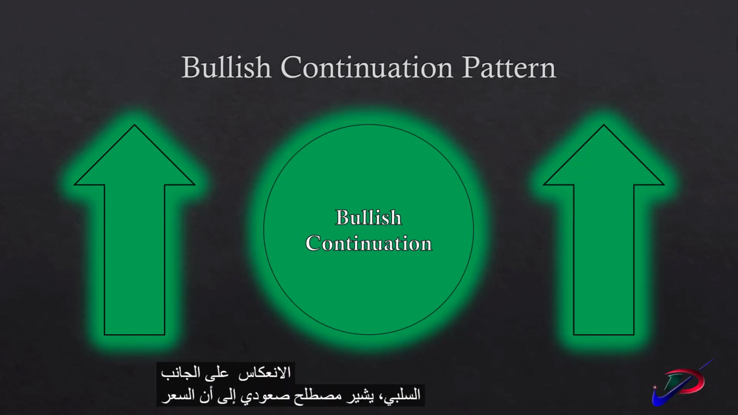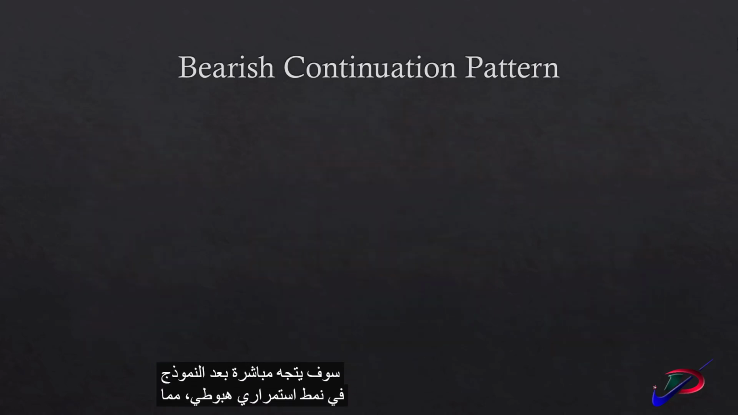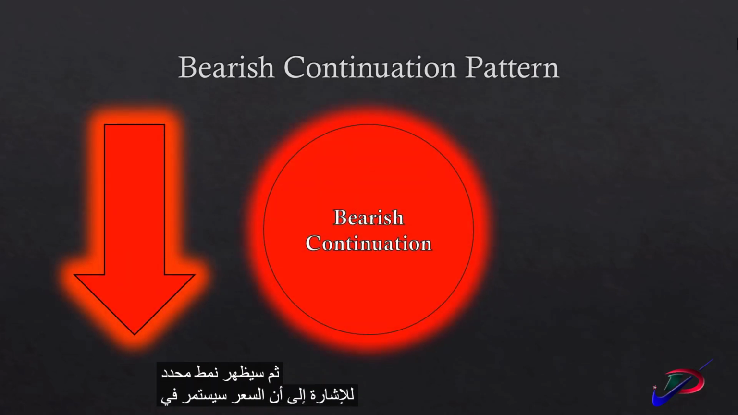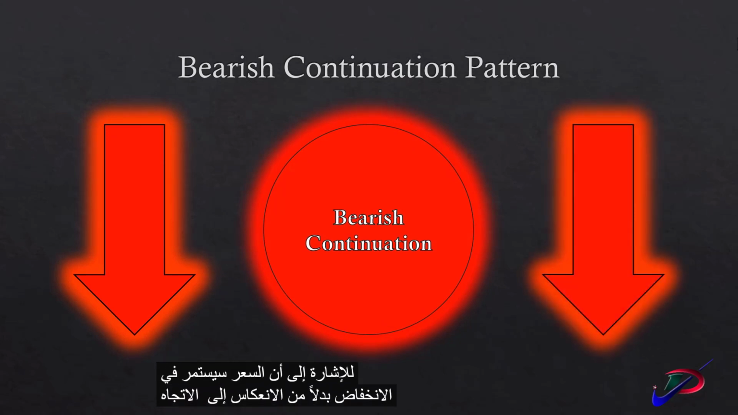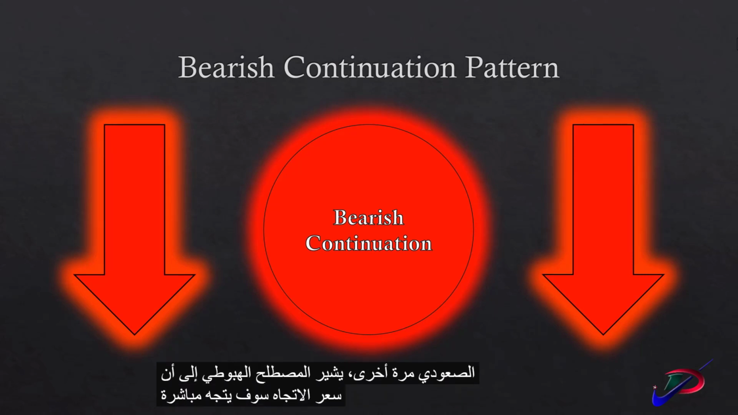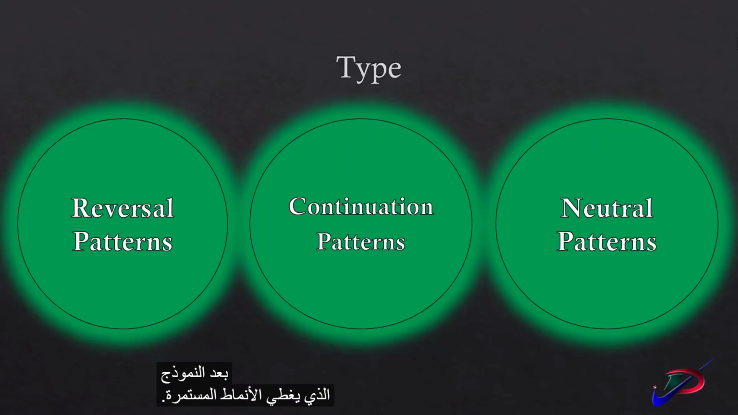The term bullish indicates the direction price will go immediately after the pattern. In a bearish continuation pattern, it means that price will be going down, and then a specific pattern will appear to signal that price will continue to go down instead of reversing to the upside. Once again, the term bearish indicates the direction price will go immediately after the pattern. That covers the continuation patterns.